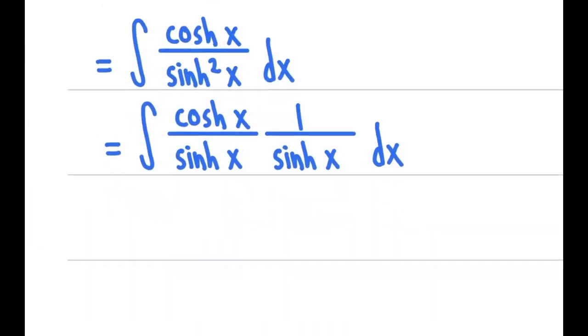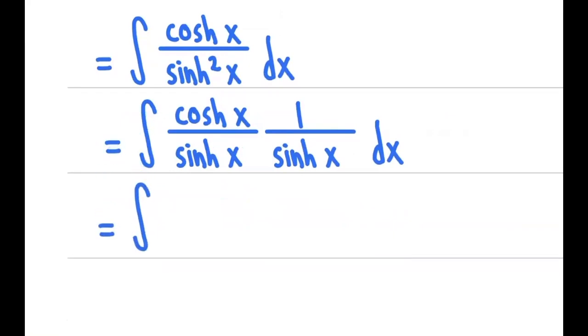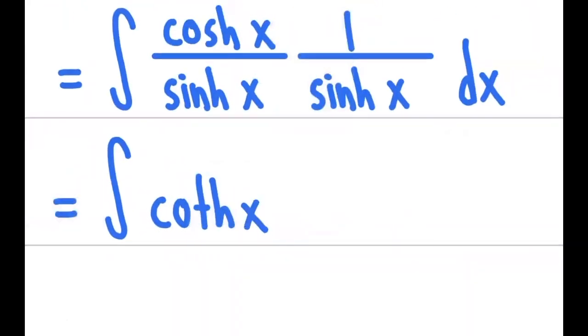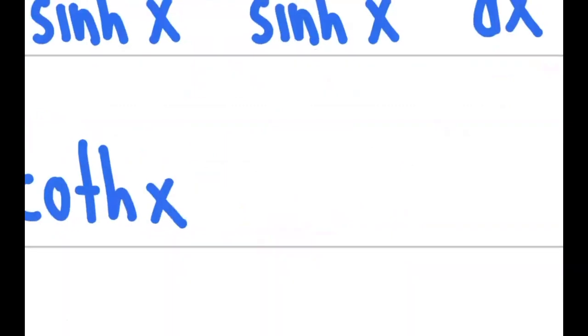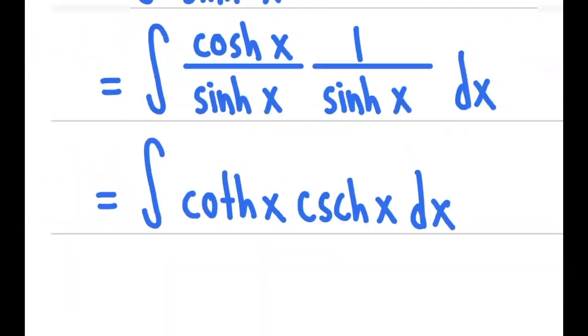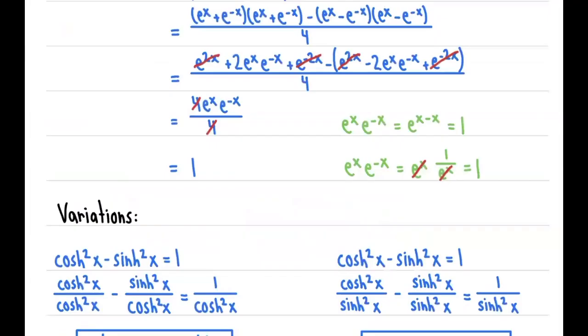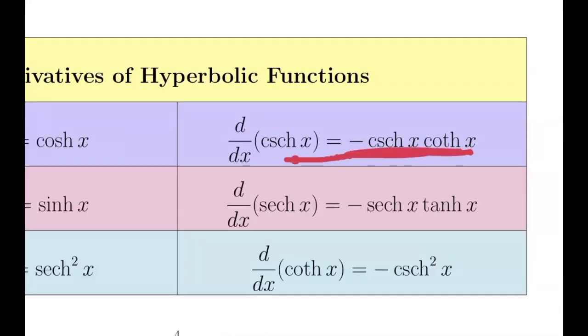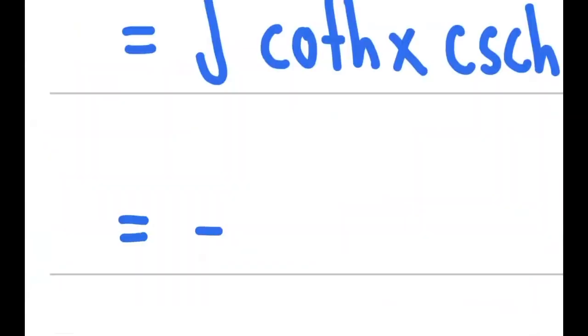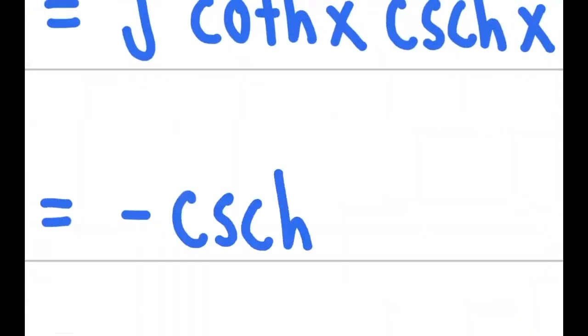So we can split that up and we know cosh over sinh is coth of x and 1 over sinh is csch. Well, this looks like a simple thing to do if we just look at our identities from earlier, the derivative. So it looks like it should be negative csch. Yeah, exactly. Plus, it's csch times coth without the negative, so it's the derivative of negative csch. The answer is C minus csch of x.